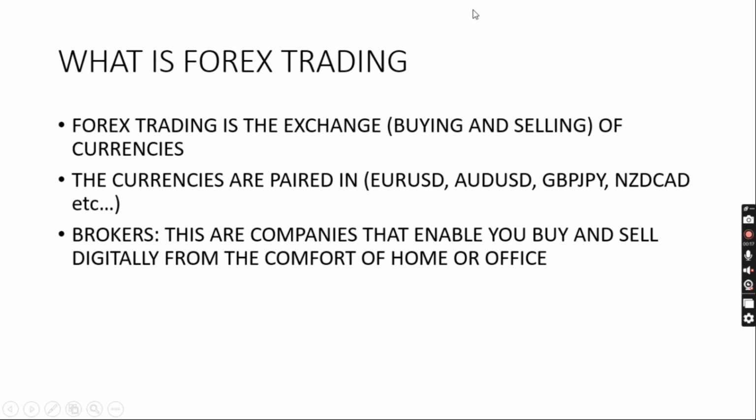So what is forex trading? Forex trading is the exchange, which is the buying and selling of currency. The same way you go and buy, let's say, rice in the market, where you give them money and they give you rice. In this case it's different, because you're going to be giving money and collecting money, but in different currencies. You understand?